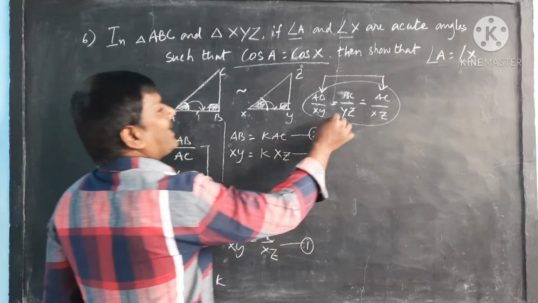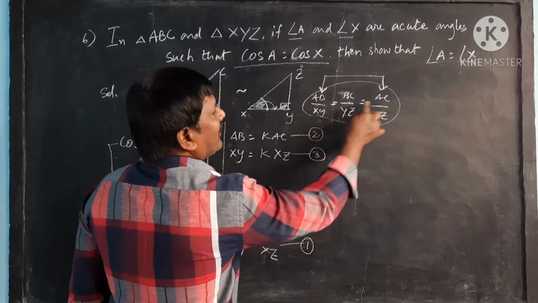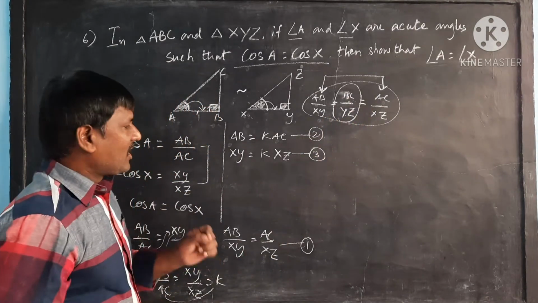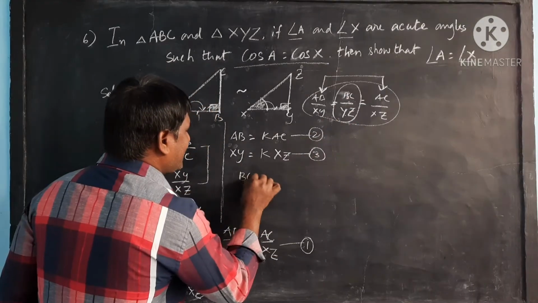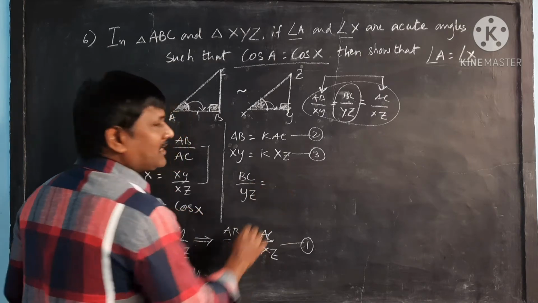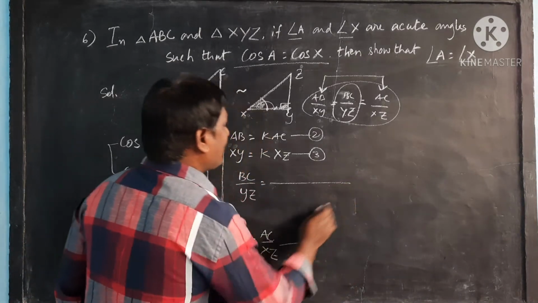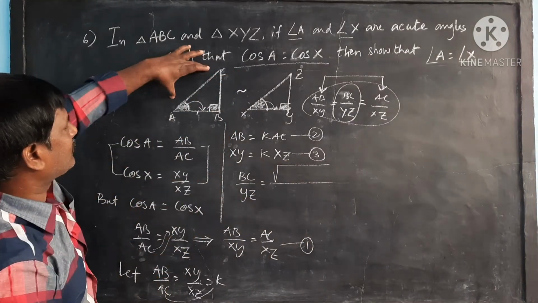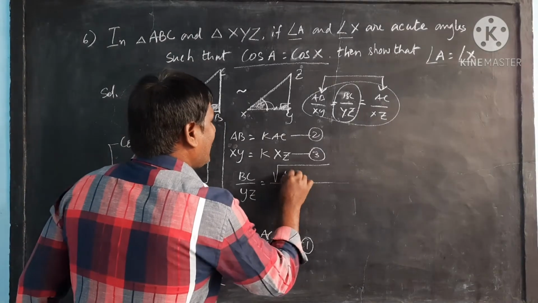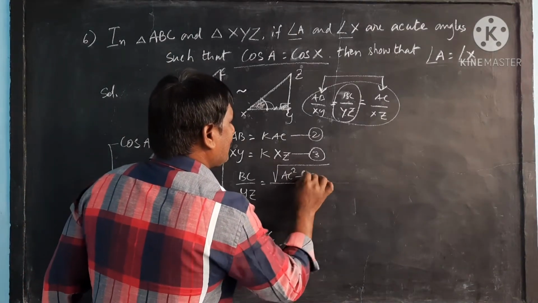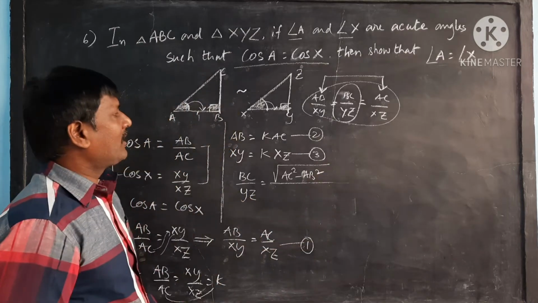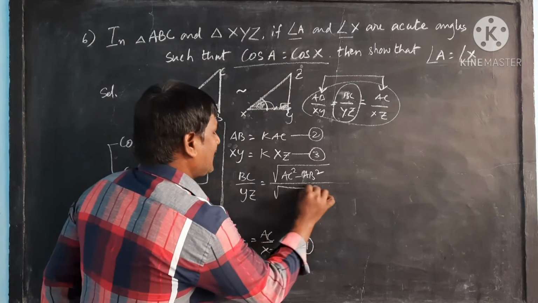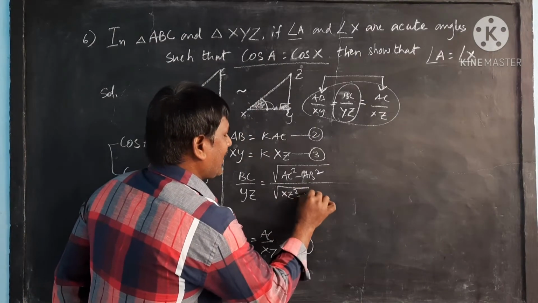Now, we already calculated that AB by XY is equal to AC by XZ. The other ratio is BC by YZ. Now you have to find BC by YZ, which you can get using the Pythagoras theorem. In triangle ABC, BC is equal to the square root of AC square minus AB square. Similarly, YZ is the square root of XZ square minus XY square.